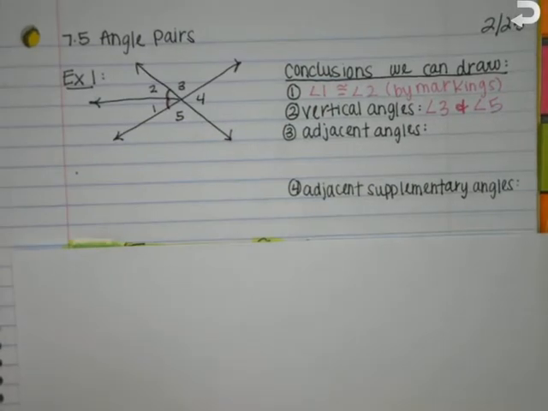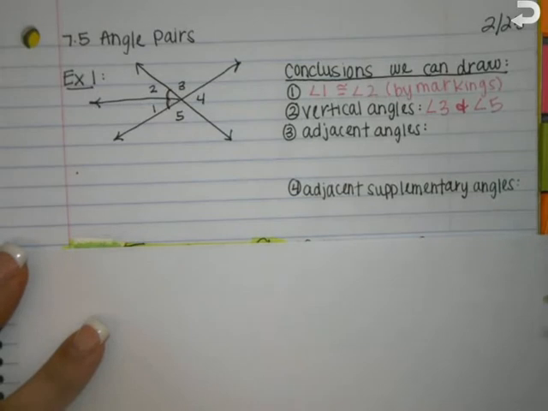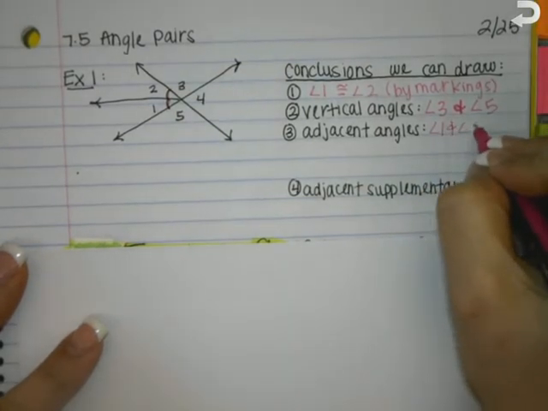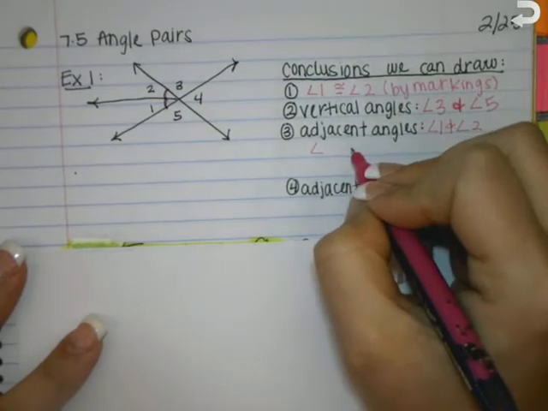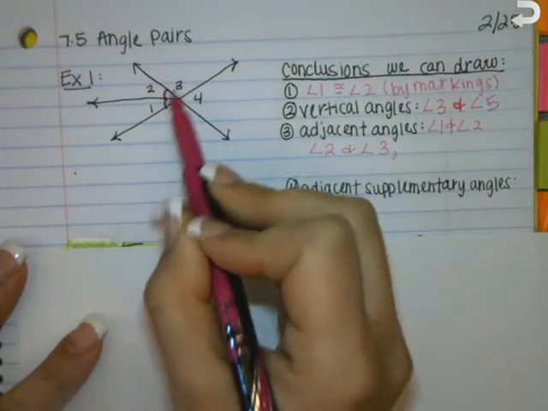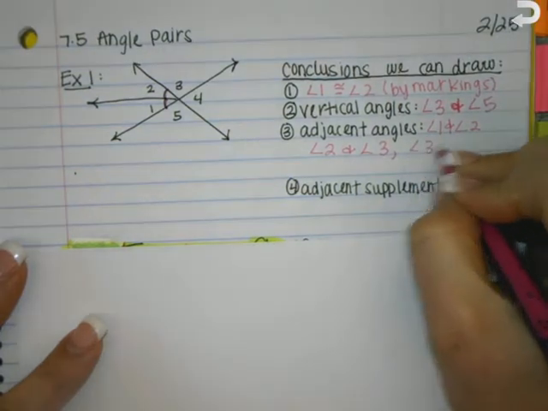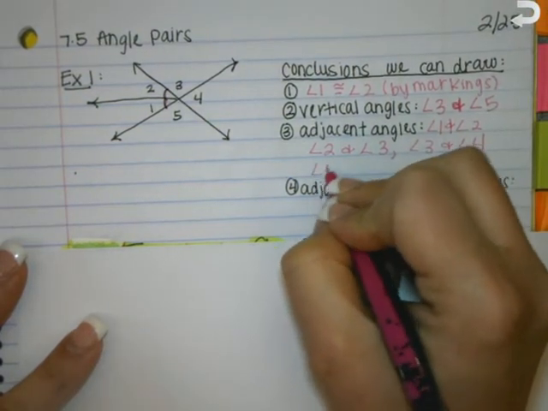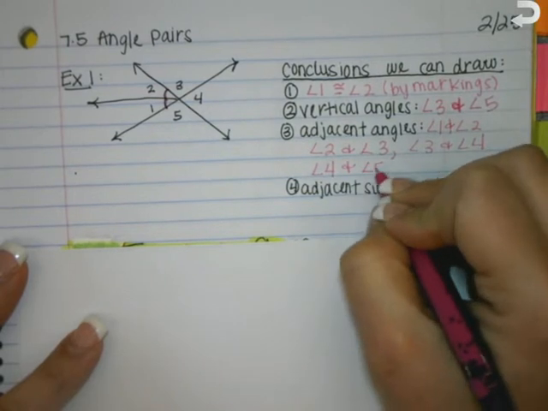Adjacent angles. There are 1, 2, 3, 4, 5 pairs of adjacent angles. See if you can figure out what they are. So adjacent just means that they're right next to each other. So our adjacent angles are going to be angle 1 and angle 2, angle 2 and angle 3, angle 3 and angle 4, angle 4 and angle 5, and angle 5 and angle 1.